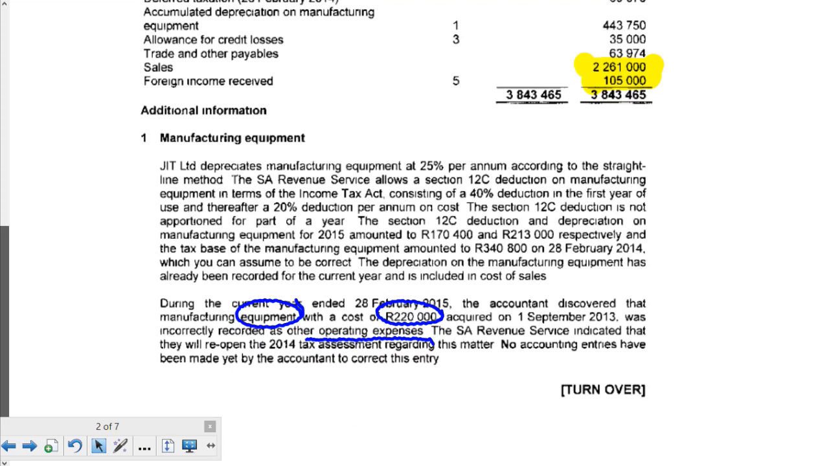They depreciate equipment at 25% per annum straight line. SARS allows a 12C deduction, which is 40, 20, 20, 20. That's a 12C. 12C is not apportioned. The 12C and depreciation for 2015 was 170,400 and 213. In the tax calc, do you agree?